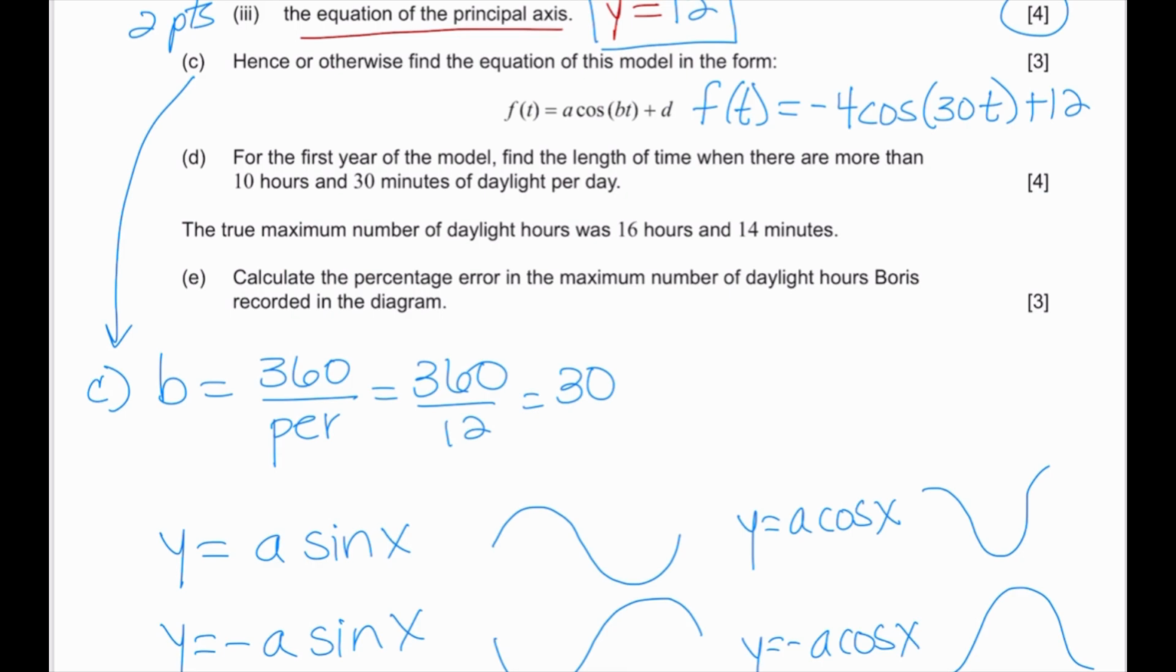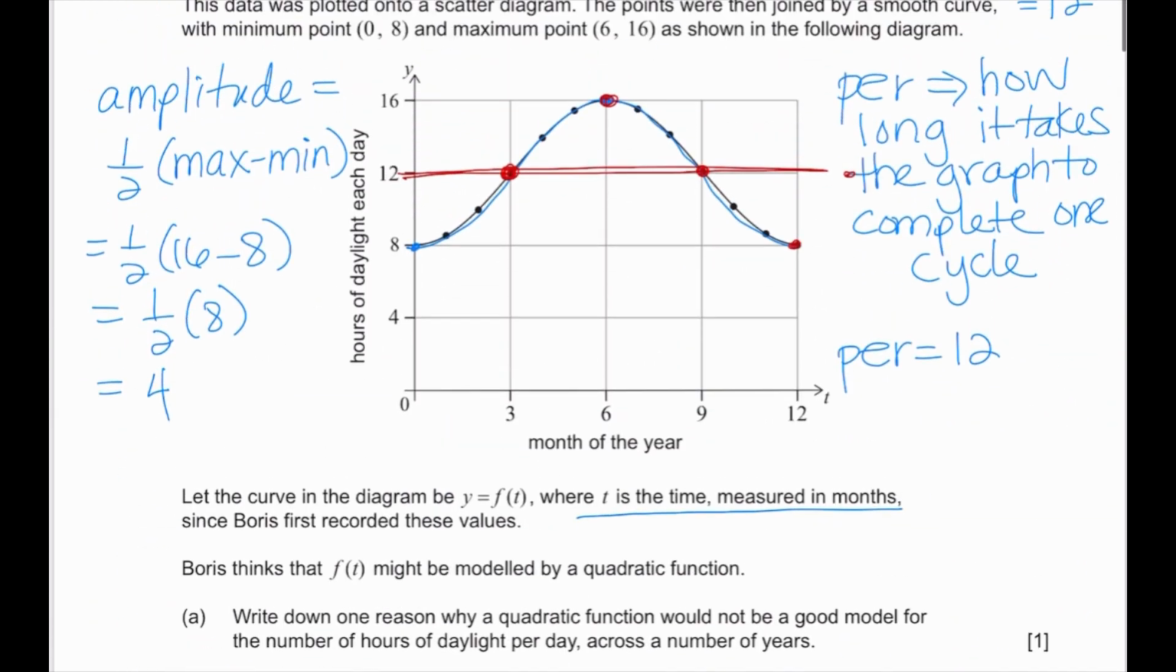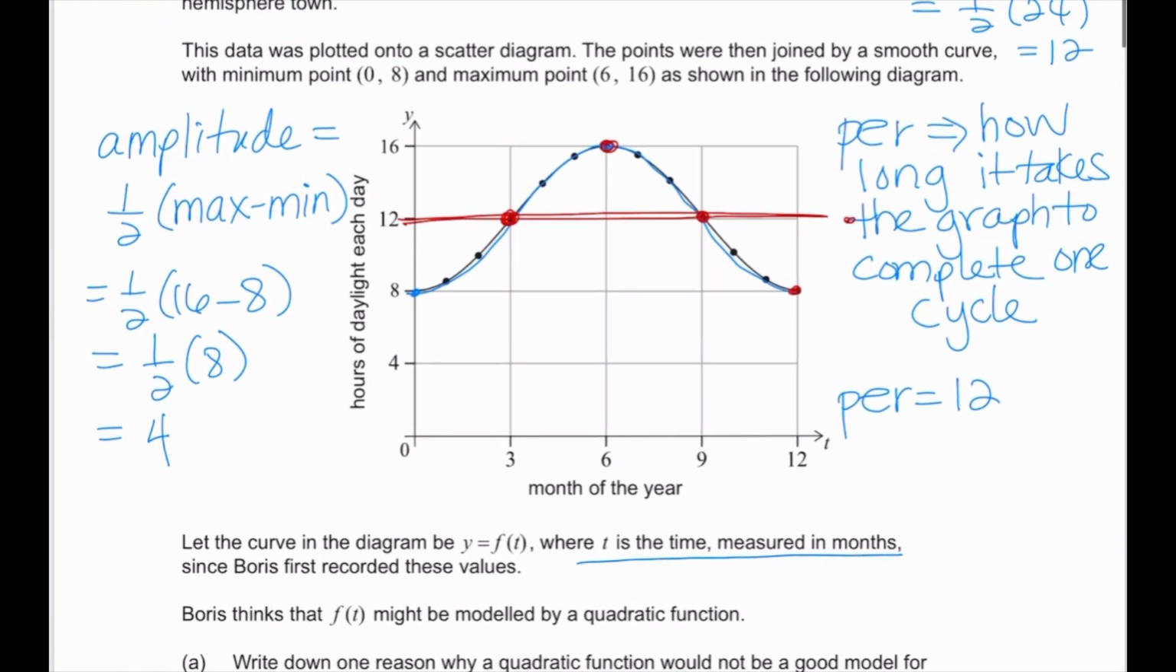For part D, for the first year of the model, find the length of time when there are more than 10 hours and 30 minutes of daylight per day. So in this case, 10 hours and 30 minutes is going to be 10.5 hours. So right now, this 10.5 hours refers to the number of hours of daylight per day, which in our graph, we know the hours of daylight per day is our y variable. It's going to be basically our y-axis.